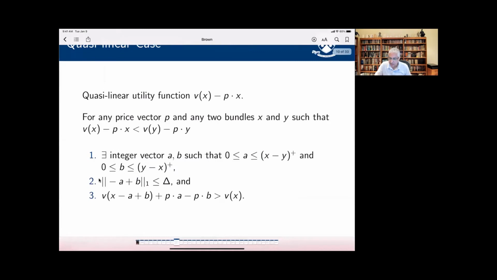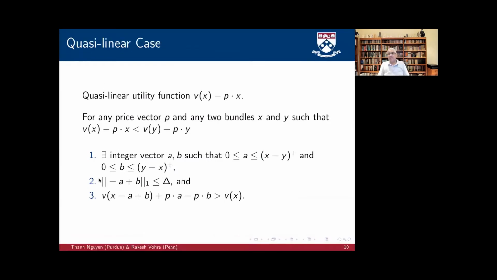If I specialize to quasilinearity, I get an even simpler condition, which simply says, supposing you give me two bundles X and Y, where bundle Y utility dominates bundle X, then I can move from X in the direction of Y by swapping at most delta items and improve my utility.